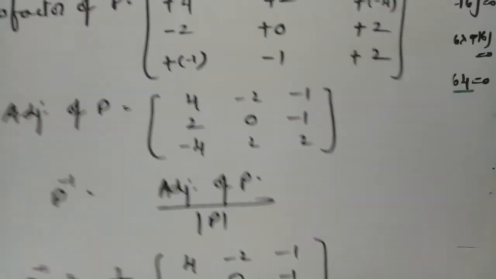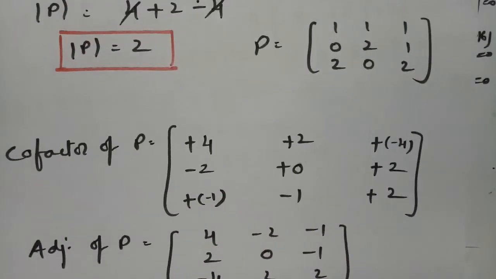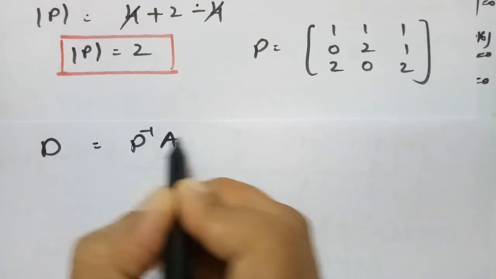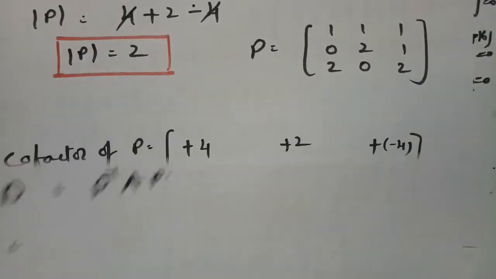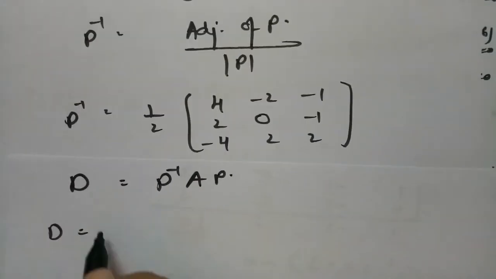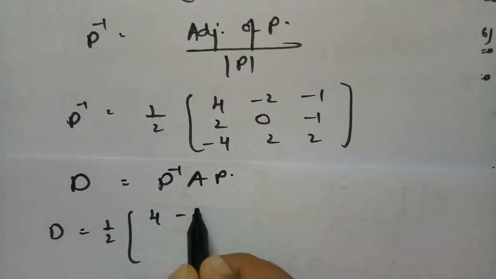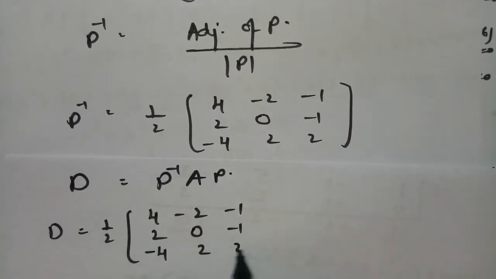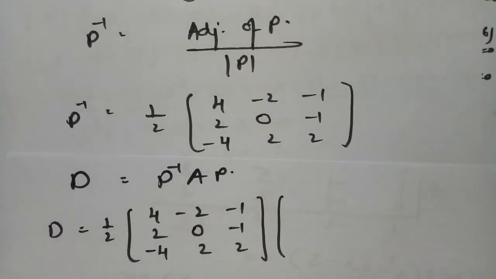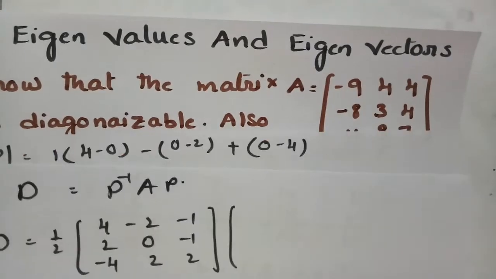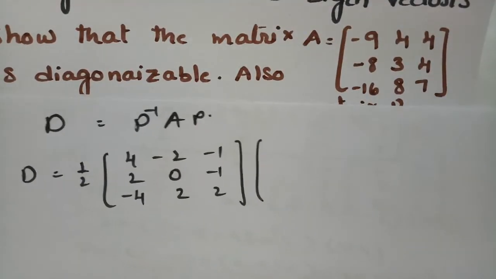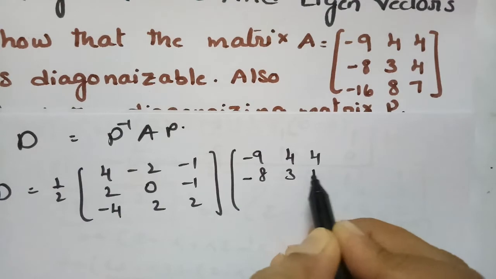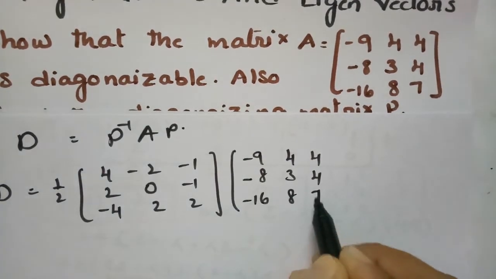So after getting this, what is the P value here? P is given, so to diagonalize the matrix, D is equal to P inverse A P. So what is P inverse? P inverse is half times 4 minus 2 minus 1, 2 0 minus 1, and minus 4 2 2. And A is nothing but our question. So what is our question here? This is minus 9 4 4, this is minus 8 3 4, and this is minus 16 8 7, and this value is P.